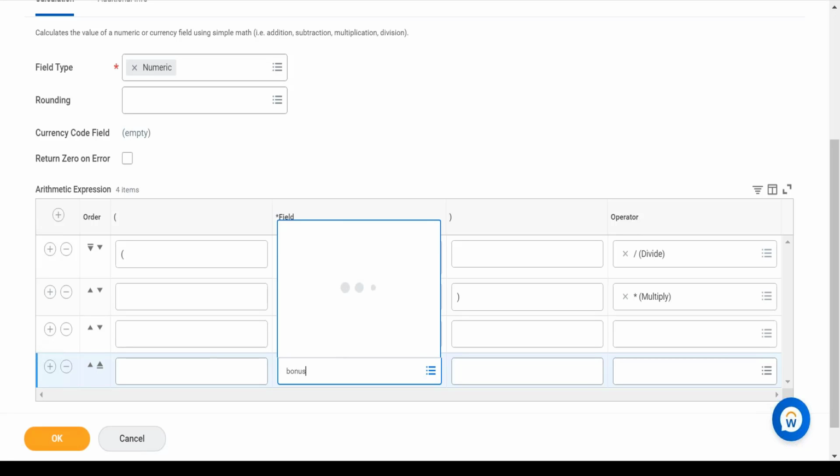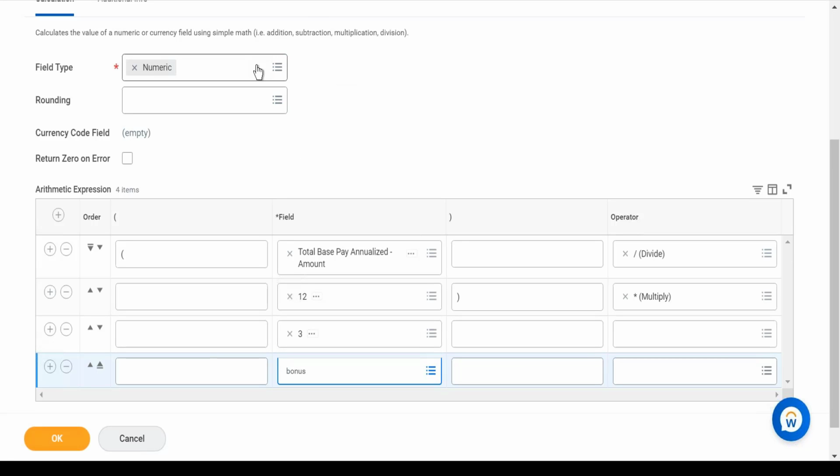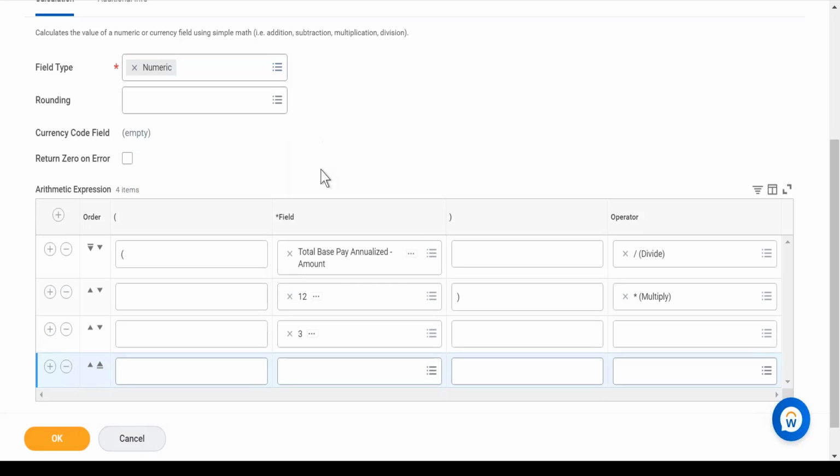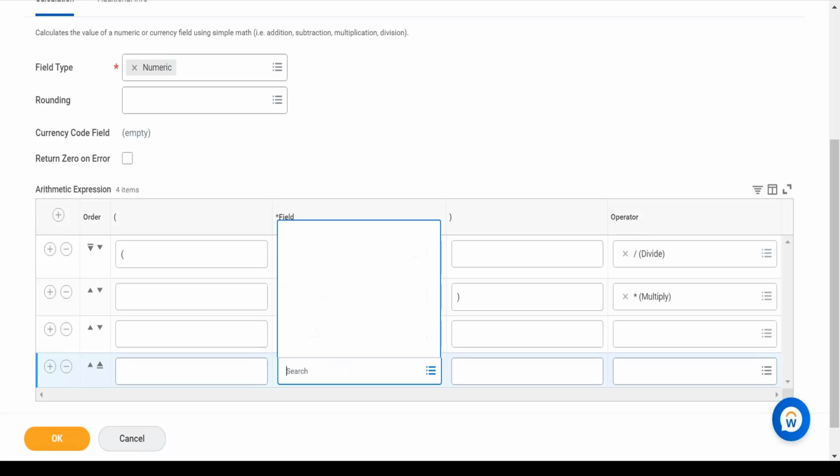The only criteria here is that the fields can be either numeric or currency type fields. If it's an instance or a text field, you cannot select it here. You have to convert it into a numeric field or a currency field, and then it's going to come up here. So arithmetic calculation works on that. I'm going to see if there is a bonus numeric field over here.